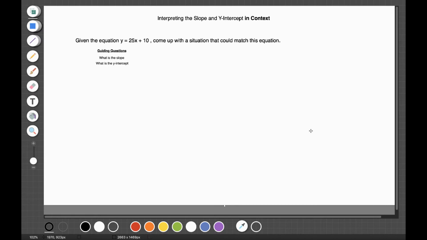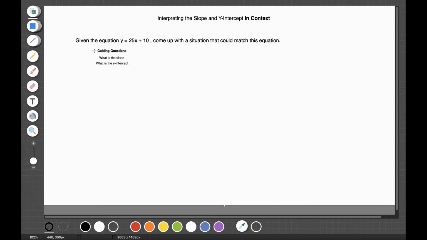Today we're mostly going to focus on a situation, and then we're going to look at a graph, but the same idea could apply to any representation. So the first thing I want to do is ask an abstract question. Given the equation y equals 25x plus 10, come up with a situation that could match this equation.